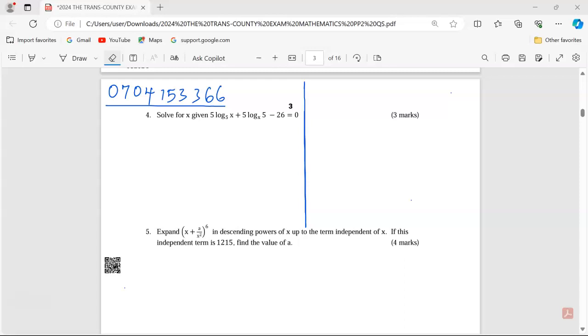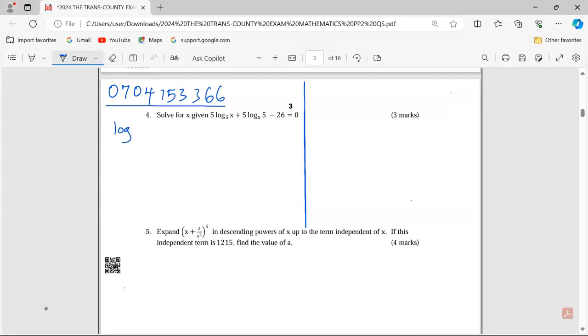I'll start by applying the law of logarithms. It says that when given the log of a to base b, this can be expressed as the reciprocal of the logarithm of b to base a, so that I may change the base at the second part of this expression. Therefore, I'll be writing 5 times the logarithm of x to base 5 plus 5.